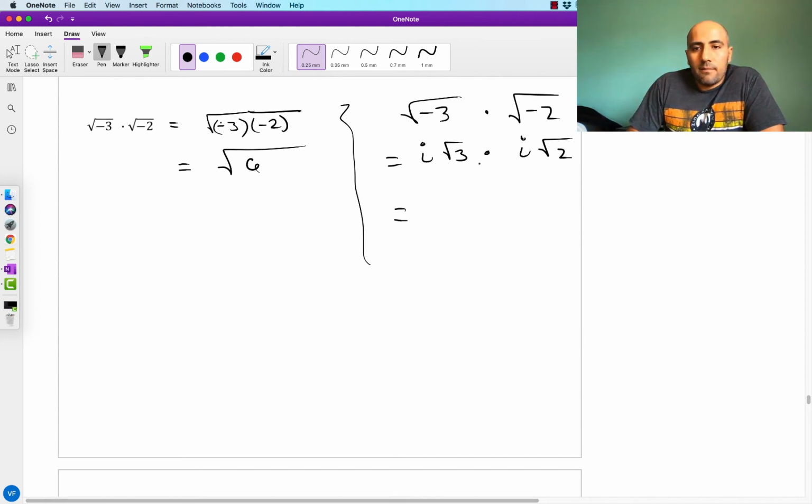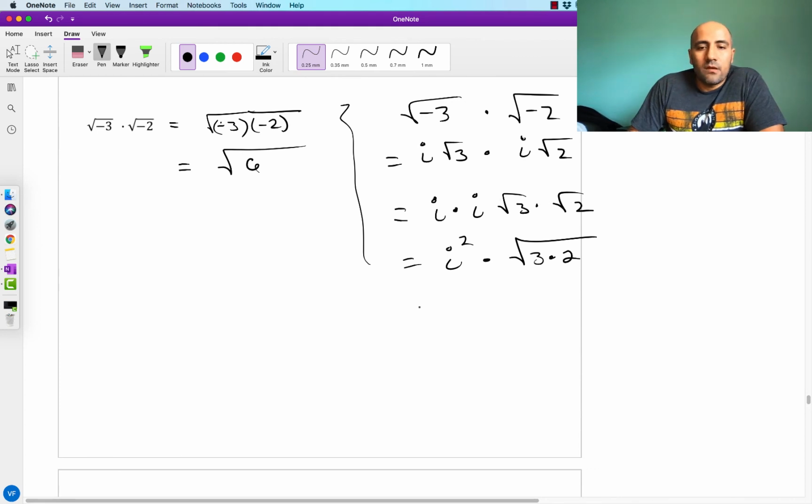So now we can combine these together. So I end up with i times root 3 times root 2. I'm just moving them around, which gives me an i squared times the square root of, and now we're allowed to do this, 3 times 2 since they have the same index. And so now this is equal to -1 times root 6. So the real answer is this one. This is the real answer. This is correct. This is wrong.